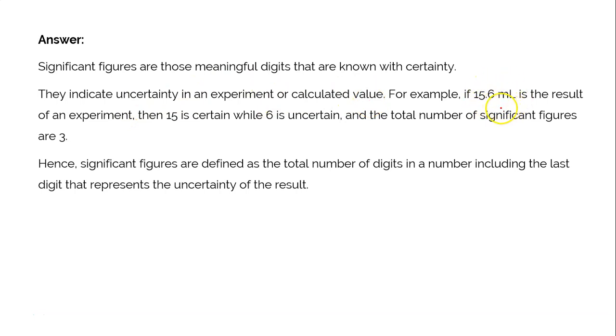This is measuring the volume in ml. The result of the experiment, 15.6, is saying that 15 is a certain value and this 0.6 is an uncertain value. And the total number of significant figures in this particular number is 3: 1, 5 and 6. Significant figures are defined as the total number of digits in a number including the last digit that represents the uncertainty of the result. So knowing the definition is not so very important, but being able to identify the significant figures is important. We'll be solving one such question going ahead.